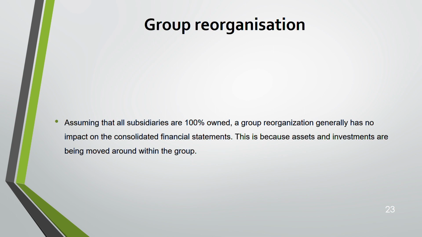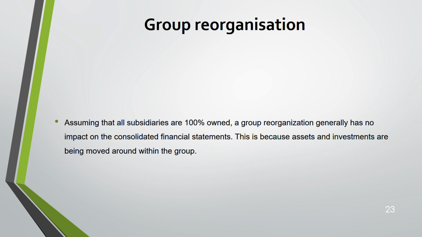This is the last part of this lecture, which is group reorganization. Okay, assuming all subsidiaries are 100% owned. What happens? A group reorganization will have no impact. Please listen. Group reorganization will have no impact on the consolidated financial statements. Why? This is just assets and investments moving in the group. They are moving within the group. They are just changing hands. That's it. There is no actual impact. That's what you need to remember.